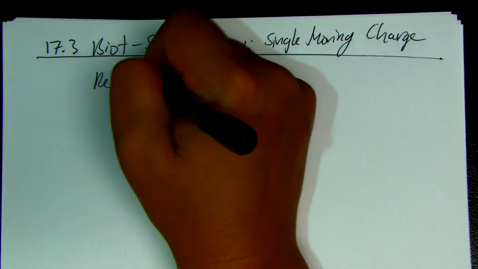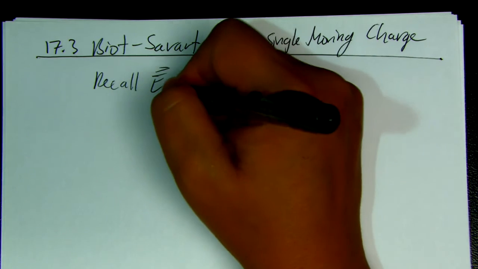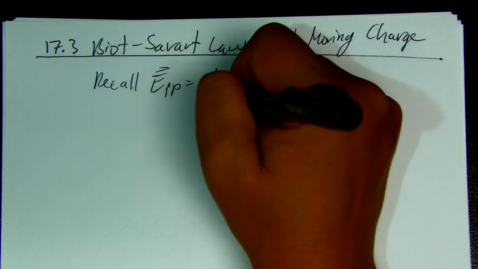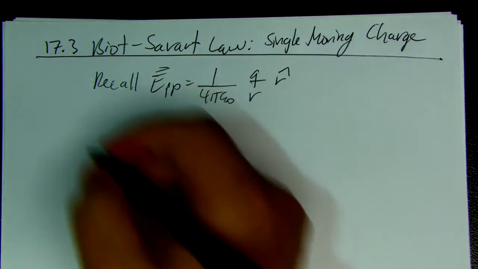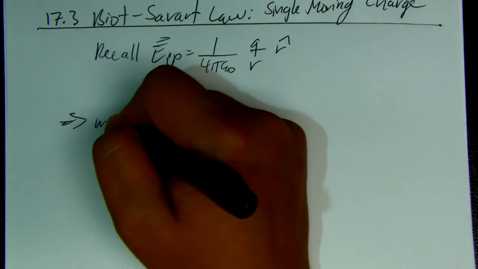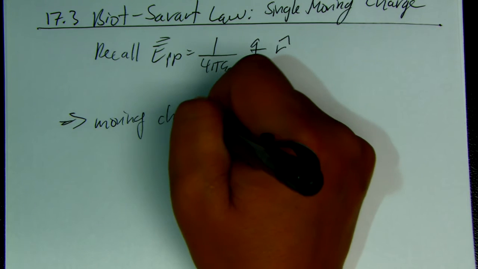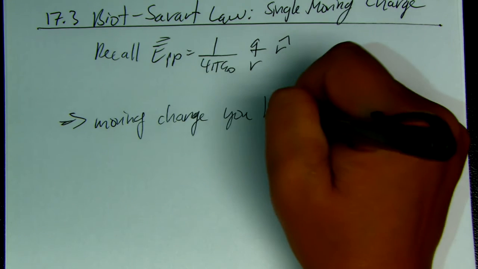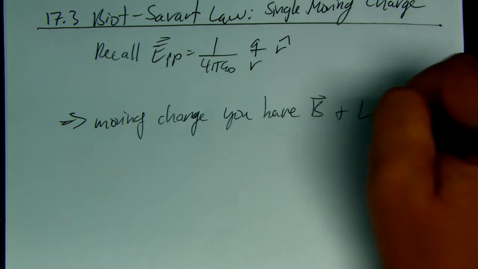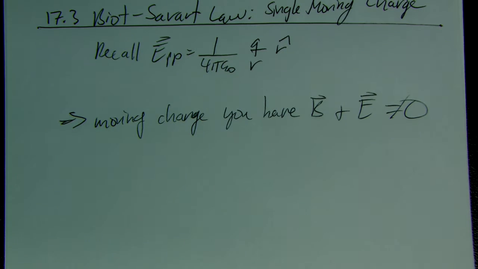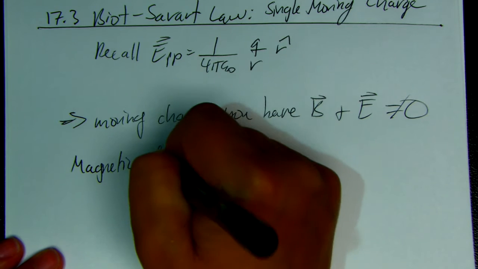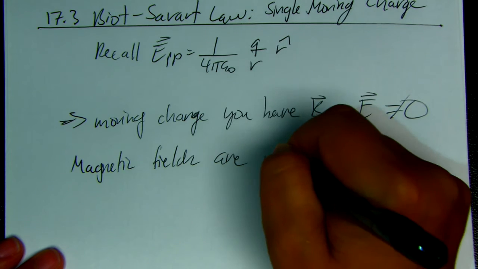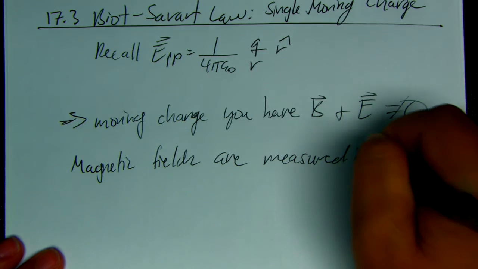So if you recall, the electric field of a point particle is equal to 1 over 4 pi epsilon naught q over r squared times r hat. And then if you have a moving charge, you have B and E not equal to 0. So magnetic fields are measured in Teslas.